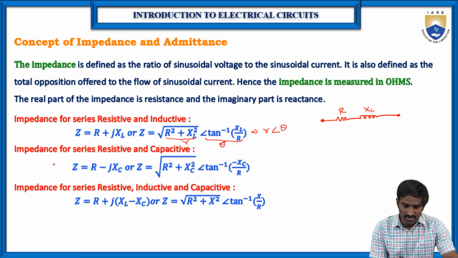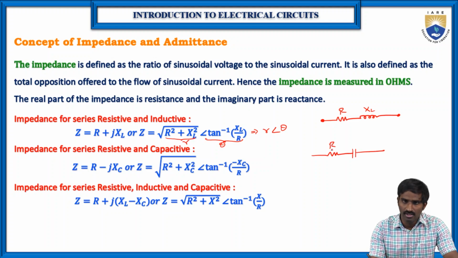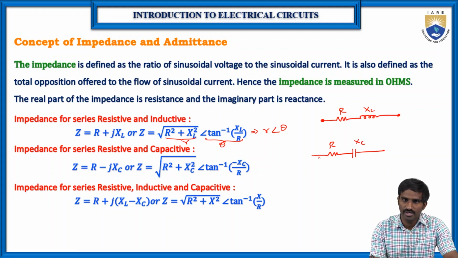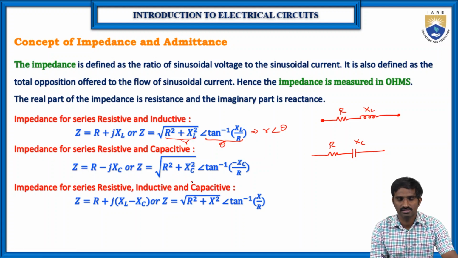Then suppose a resistor and a capacitor are in series, where the resistance of the resistor is R and the capacitive reactance is XC. Then the total impedance across these two elements is R minus JXC. Similarly, in polar form, Z is equal to square root of R square plus XC square at an angle of tan inverse minus XC by R.